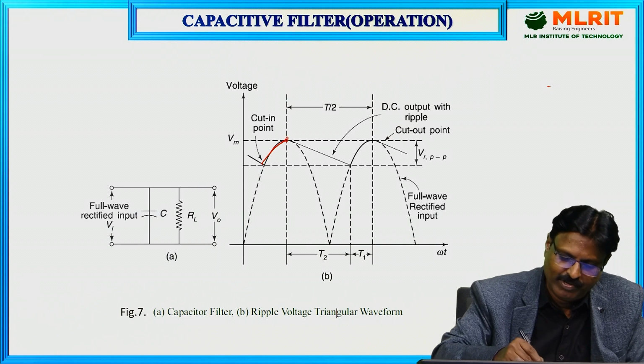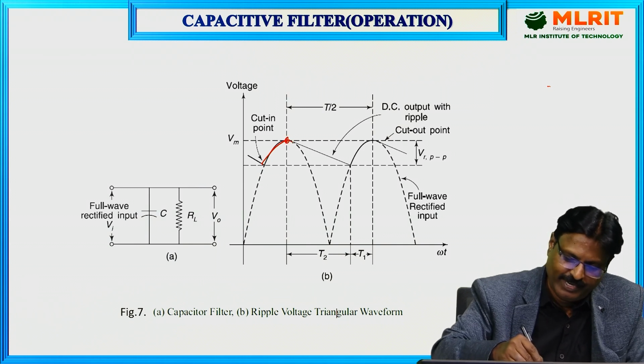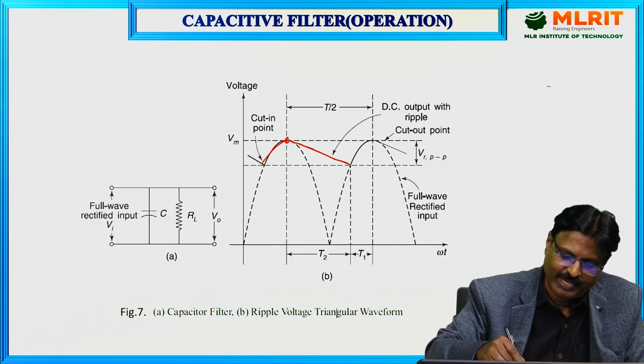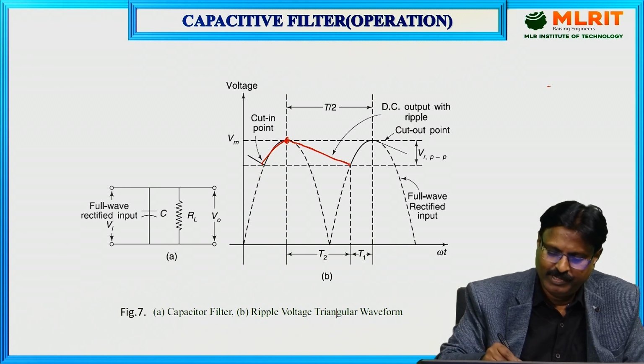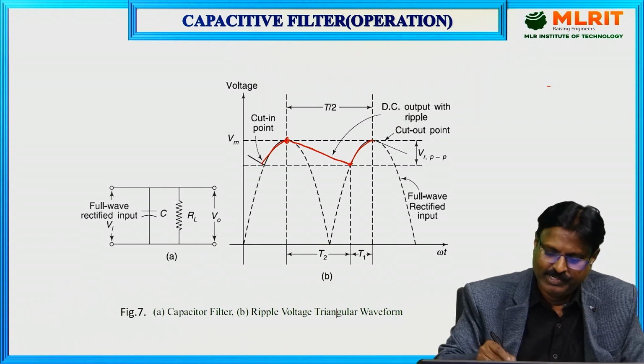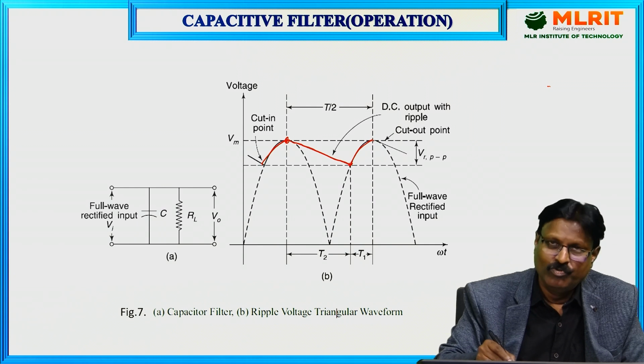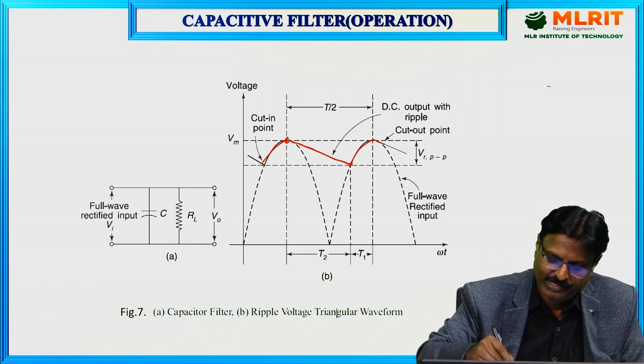From here onwards, what happens? The diode is reverse bias. That's why it starts discharging in this manner up to here. So if you observe the voltages at anode and cathode, the anode voltage is higher. That's why the diode D1 will be forward bias. Once again, the capacitor starts charging. So at this instant, what happens? Once again, if you observe the anode and cathode voltage of diode D1, the cathode voltage is higher when compared with the anode voltage. So that's why once again it discharges.